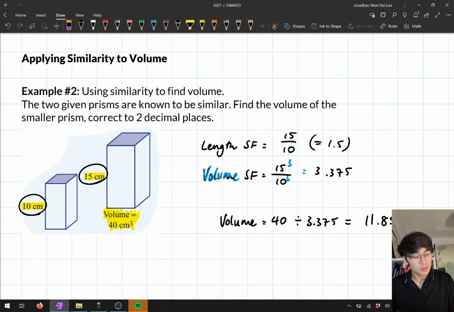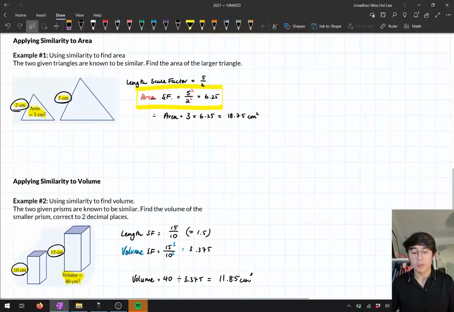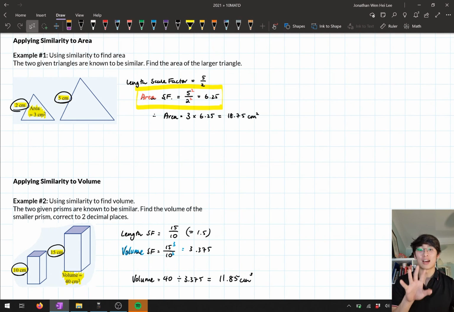Okay, so that's how we can apply similarity to both area and volume. So let's just do a quick recap of the steps. When we are trying to find the area or volume of a similar shape, what we first want to do is find the length scale factor. Just like we did with our last lesson, we take the length measurement in one of our shapes and divide it by the length measurement in the other shape. So usually the bigger divided by the smaller.